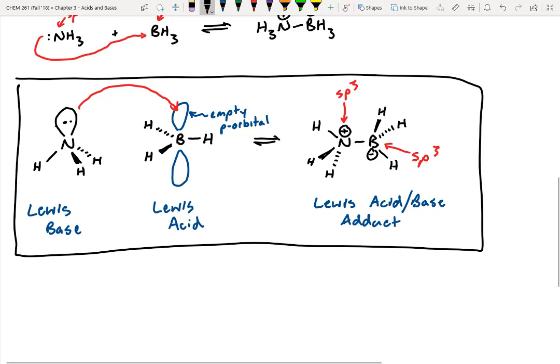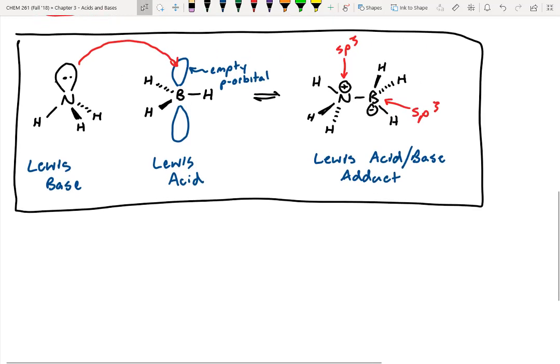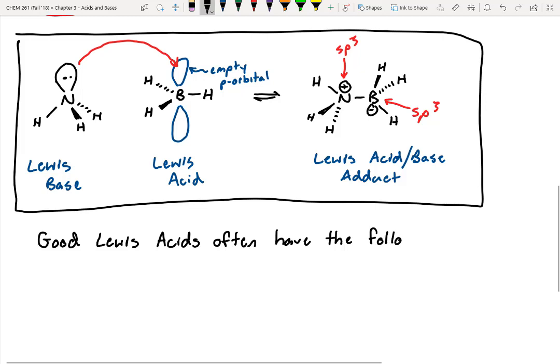I apologize. All right. So like I said, good Lewis acids often have some unique features. So good Lewis acids often have the following. The first one we said is an empty p orbital.